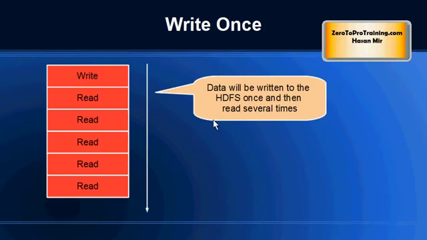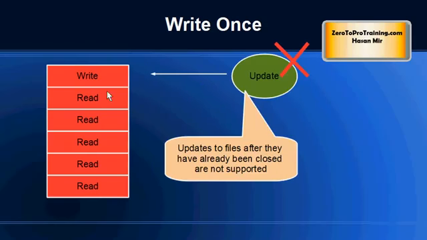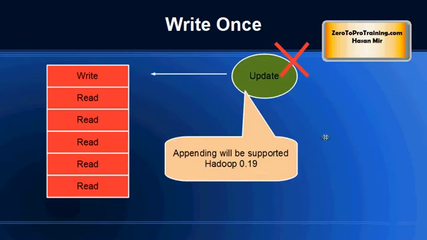So the second characteristic that should be there in the application is this: it will write the data and then it will read the data on and on and on again. It will not be updating the data that it has written. So updating what you have written is not possible to closed files. However, in release 0.19, appending will be supported on those files that are not closed. So once you close the file, it cannot be updated.